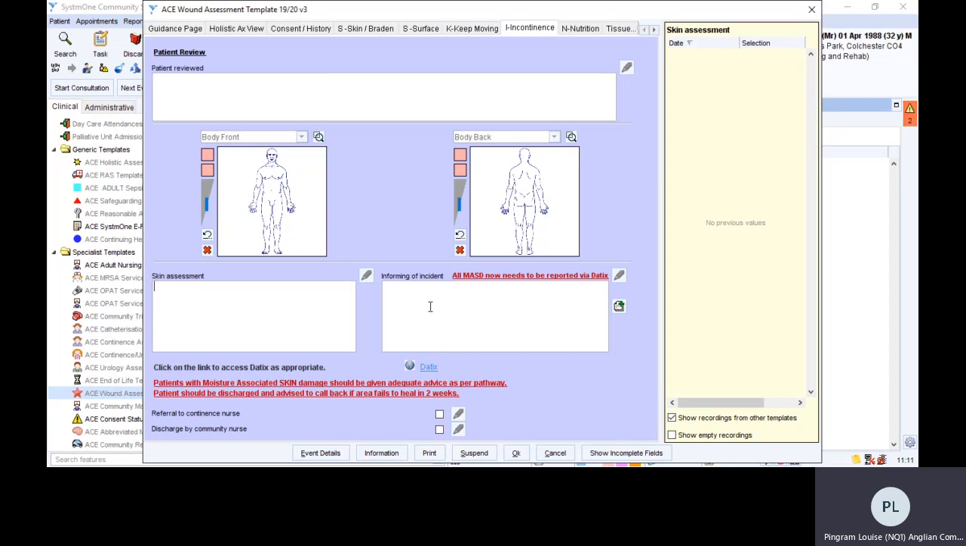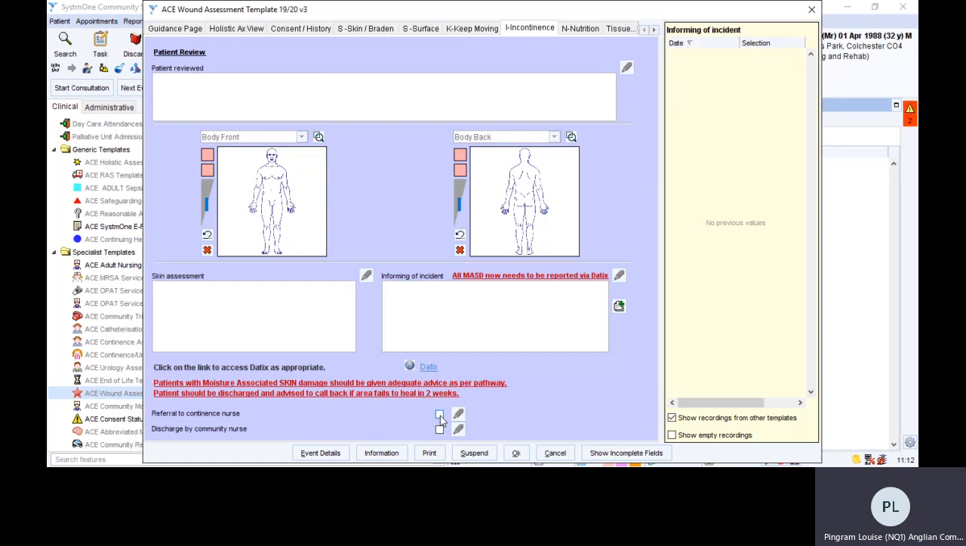So in there we've got an informing of incident box just to say that the Datex has been raised, and a link to the Datex. Patients who have got incontinence related moisture damage should always refer to the continence nurse via task for advice. So there's just a tick box there just so that you can say that you've sent that task to the continence nurse to assess, as the patient does have moisture associated skin damage.